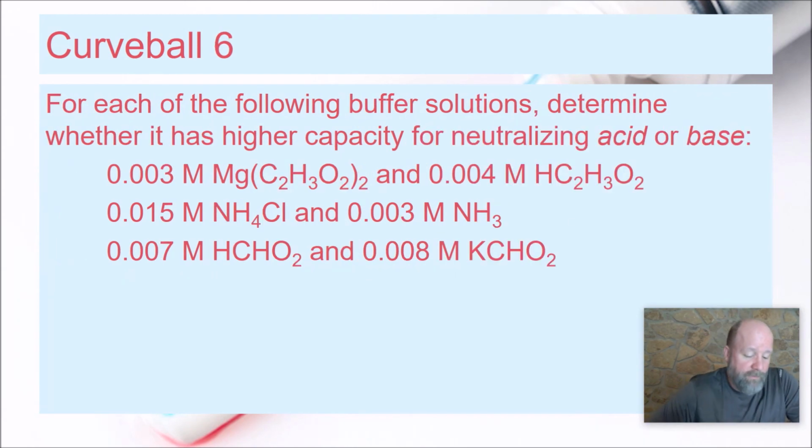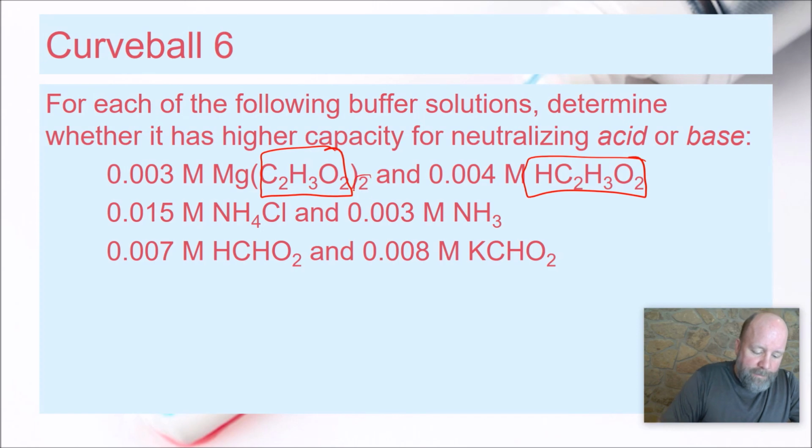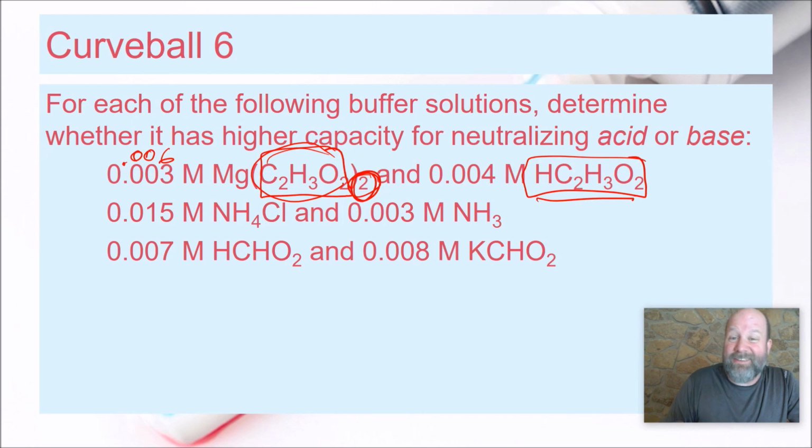So for curveball number 6, for each of the following buffer solutions, determine whether it has a higher capacity for neutralizing acid or base. And it's the same thing. If you got a lot of base, it can neutralize more acid. If you got a lot more acid, it can neutralize base. Remember, in a buffer solution, you're always going to have an acid and its conjugate base, or a base and its conjugate acid. Either way, they're conjugates of each other. So let's look at this first one. I've got acetate here, and I've got acetic acid. Now be careful because I got 2 of these. When it comes to the acetate, I've got 0.006 molar of the acetate, whereas this is only 0.004 molar of acetic acid. So this has got more acetate. It's got more conjugate base, so it can neutralize more acid.